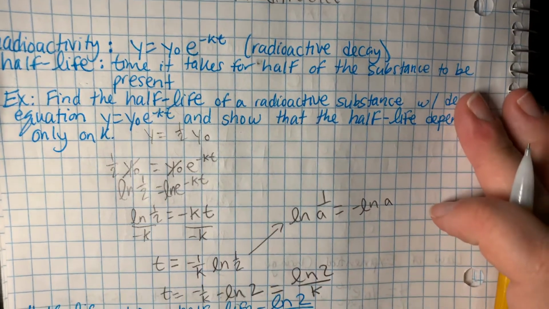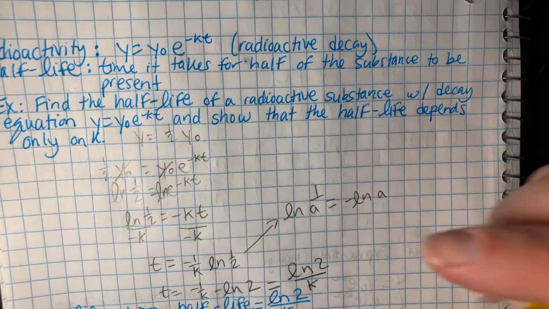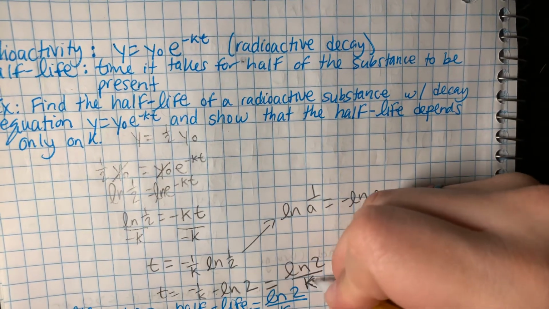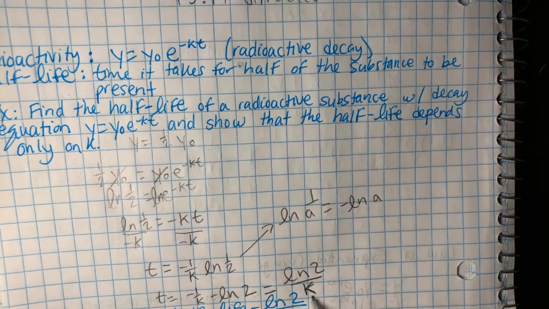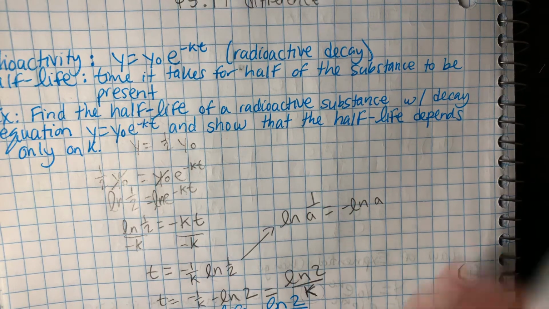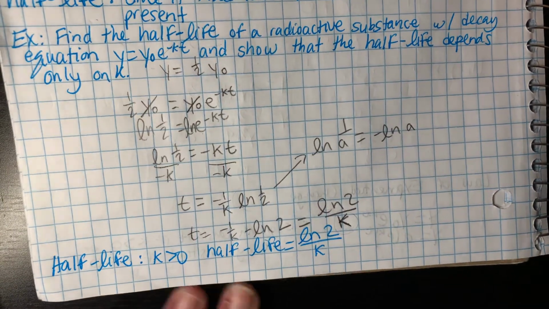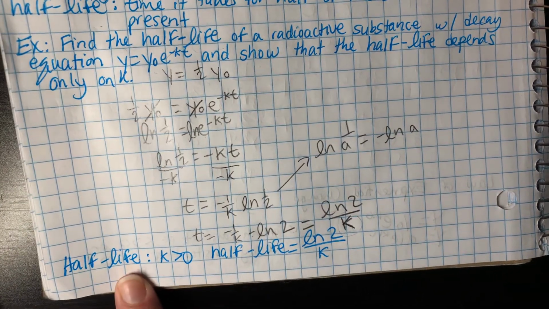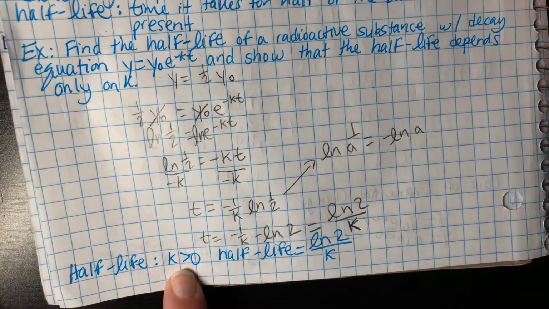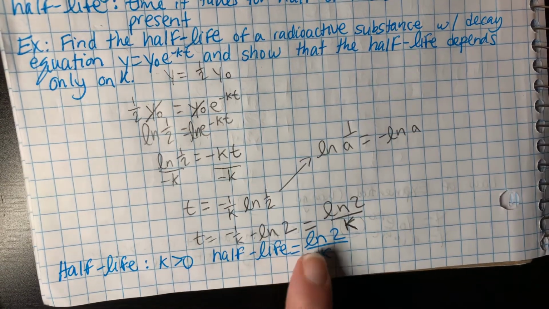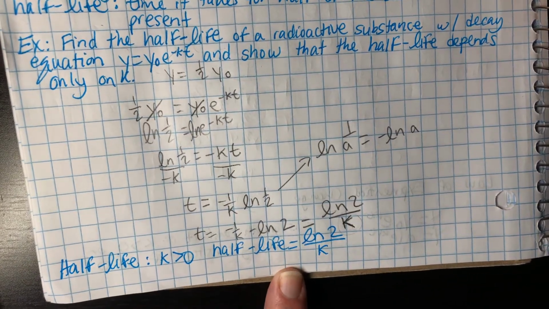So the time for half-life just depends upon the ln of 2 over whatever k is, which I show you right here, the equation for half-life of a substance. K has to be greater than 0, and the half-life is going to be ln of 2/k.